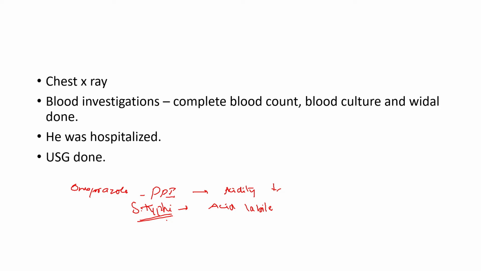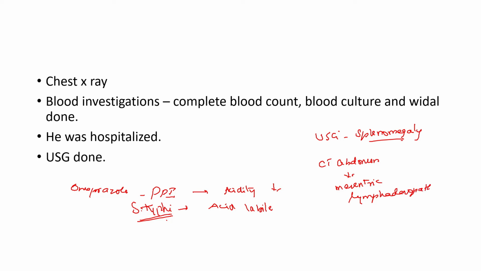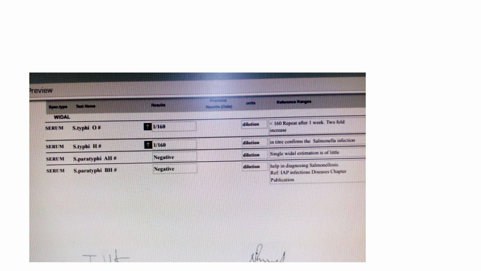And other things, so why was this ultrasound abdomen done? On USG abdomen, there might be splenomegaly in case of typhoid. So splenomegaly was there on ultrasound abdomen. Will there be any finding in CT? CT abdomen, not for all cases, there might be mesenteric lymphadenopathy. So these are about the investigations. And blood culture, as we already discussed, in the first week of infection will show maximum positivity. So this is a Widal report.